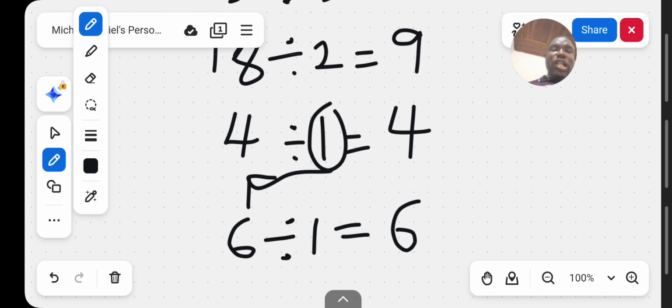You understand? So if there's anything you still want to get, go through the examples. Then I'll need you to attempt the exercises I'll be giving.